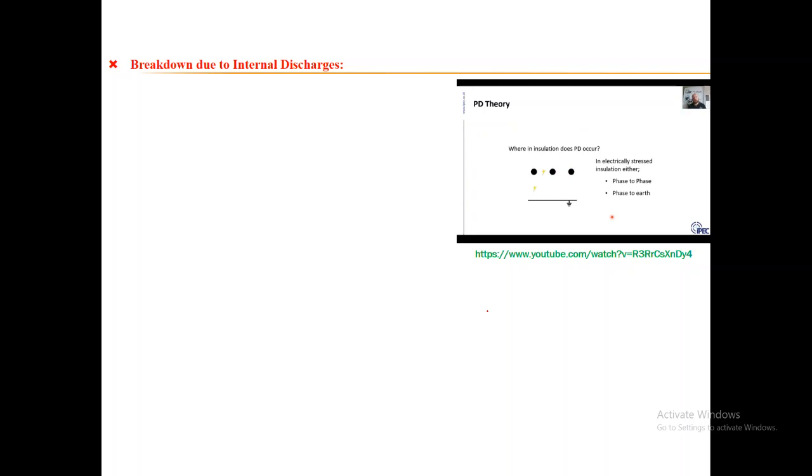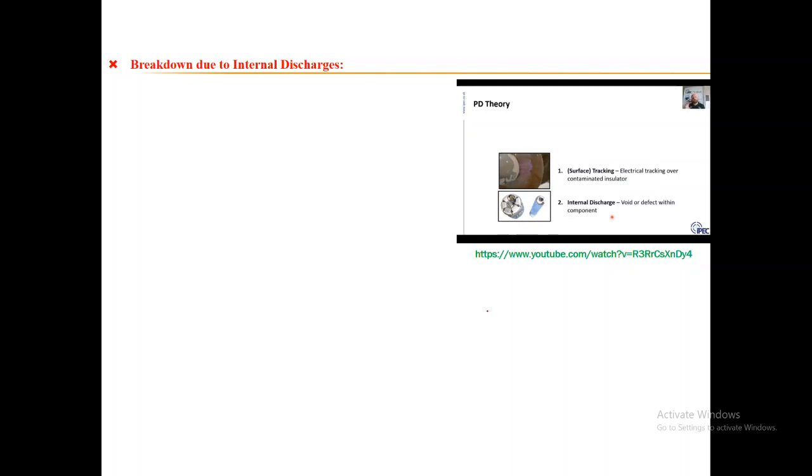So PD can occur phase to phase or from phase to earth. Depending on where the defect is, where the problem is in the network, depends on where it occurs, but it can basically occur wherever you can get a point of electrical stress. Naturally that can be between two phases, heading in different directions if you like, or between phase and earth. It can be in gas-filled voids in solid insulation, in bubbles in liquid insulation, or around electrodes in air, which sometimes can be corona, but can also be surface tracking.